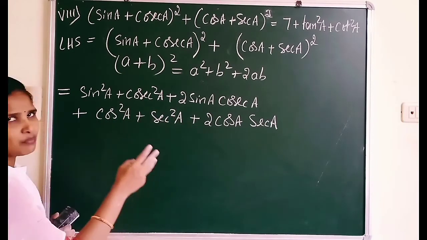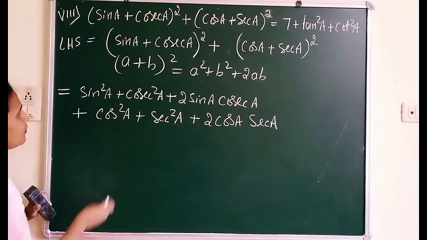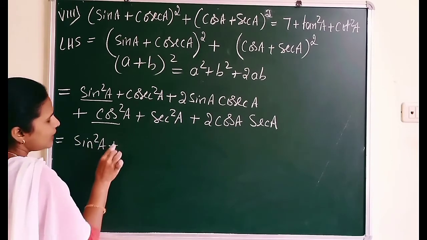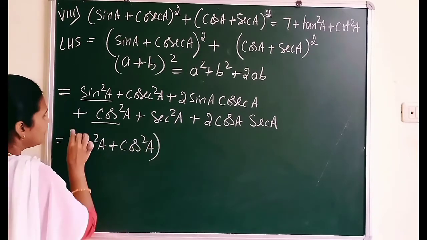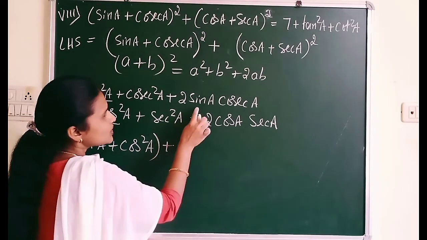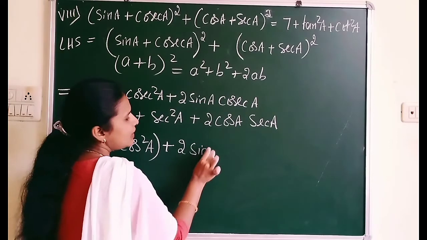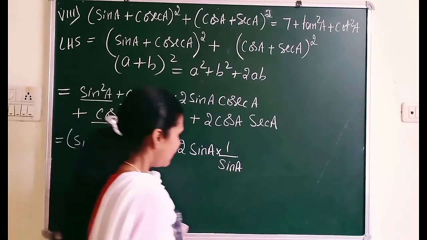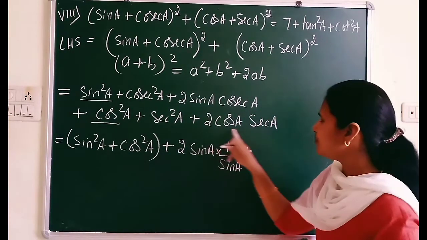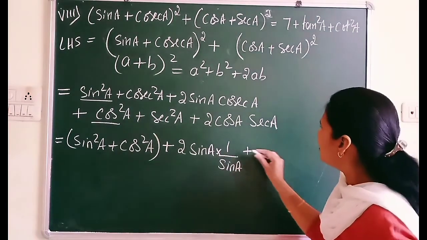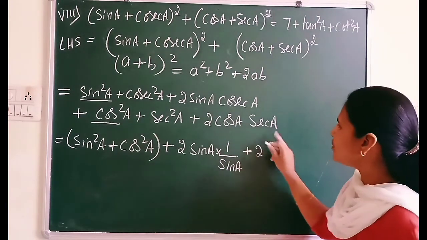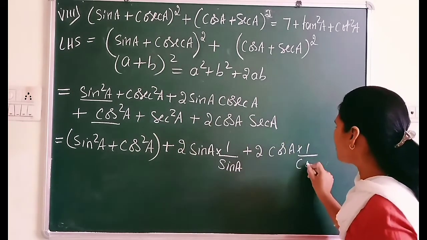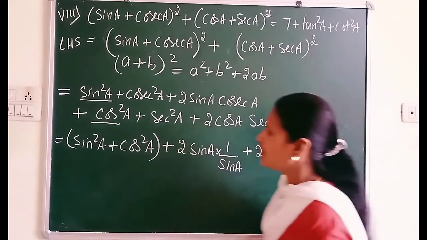Here I don't have any term like tan and cot. But let us do this: you can see sine square plus cos square, put together, sine square a plus cos square a, and plus 2 sine a into cosec, where cosec can be written as 1 by sine. Next plus, I am taking again this term. You can write however you want according to your comfort. So 2 cos a as it is, into sec, where sec can be written as 1 by cos.